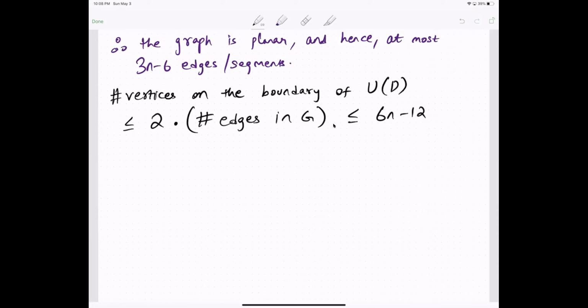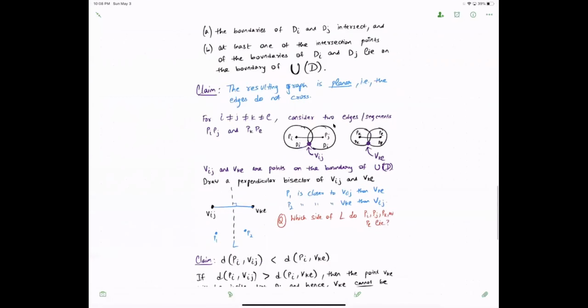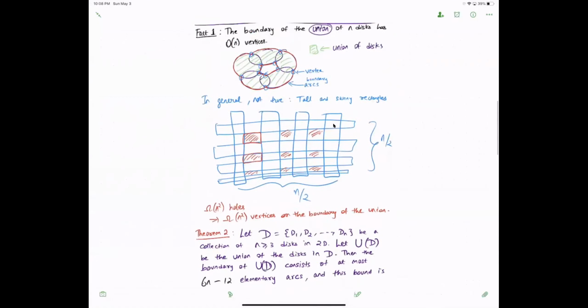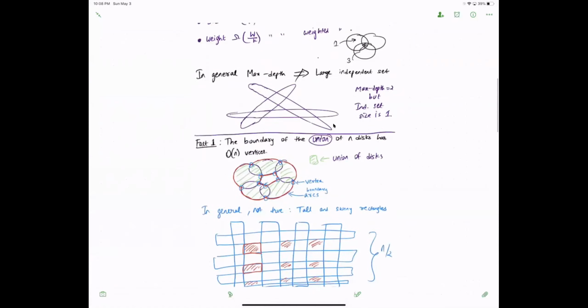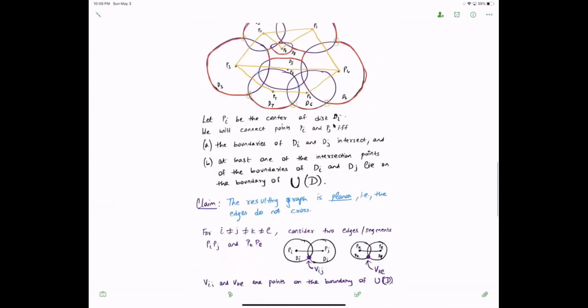And then it's easy to verify that once you have a bound on the vertices, the number of arcs, call it elementary arcs, is also bounded by 6n minus 12. So yeah, simple proof. Since it's a course on geometry, I thought we should do some geometric proofs as well.